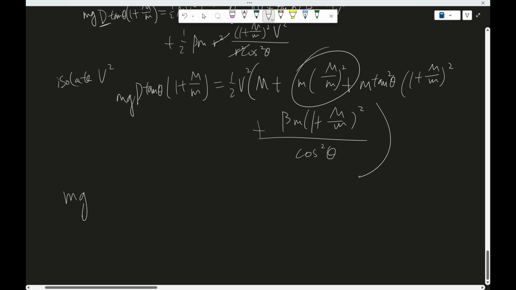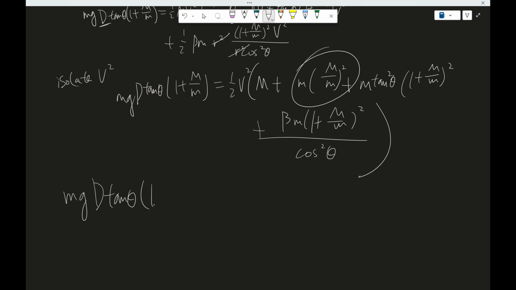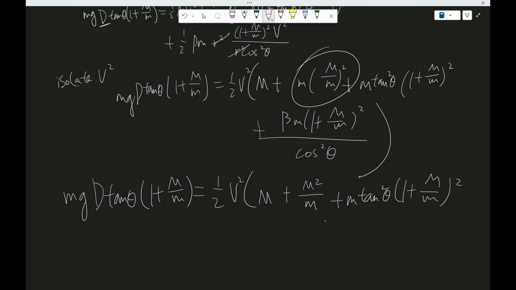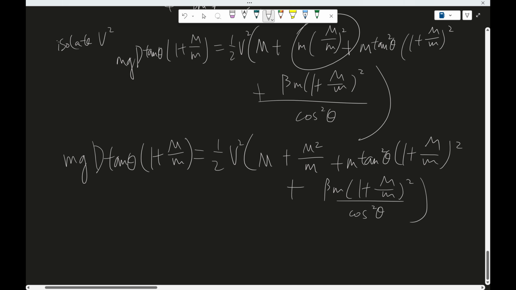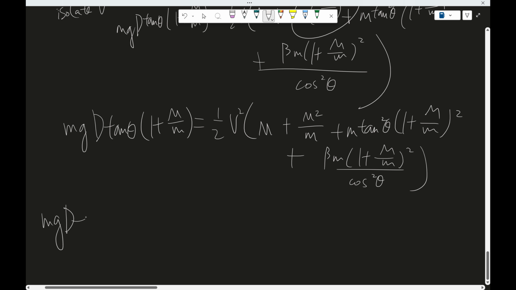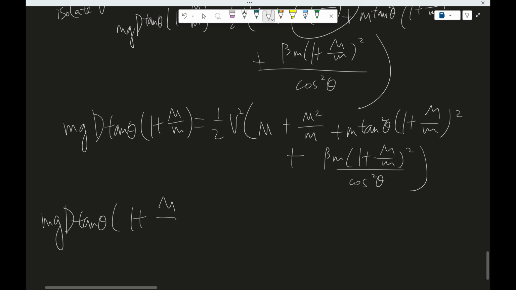Next, we can simplify this a bit more. We have on the left side, it doesn't change much. And then on the right side, we have half v squared times m squared over small m plus m tangent squared theta, 1 plus big M over small m squared, plus beta m, 1 plus big M over small m squared over cosine squared theta. And next, what can we do? We have mgd tangent theta, 1 plus big M over small m, equals half v squared.